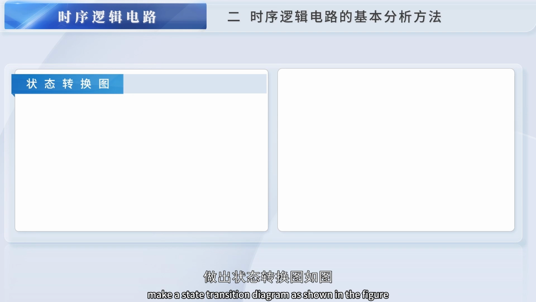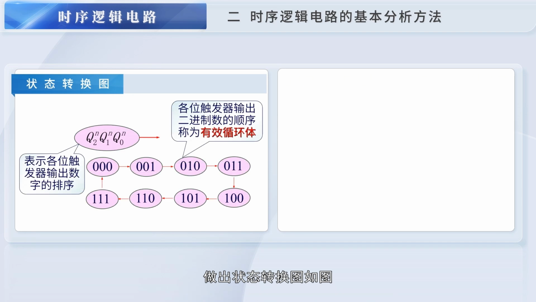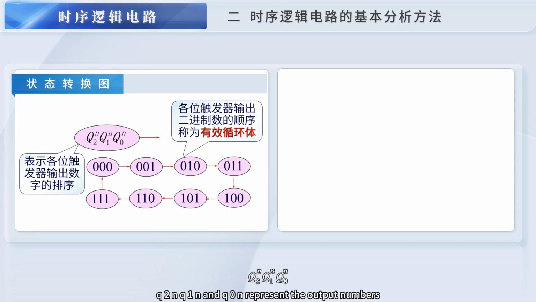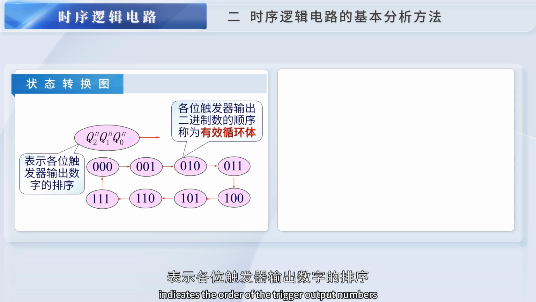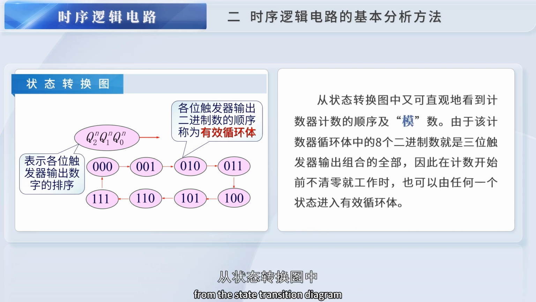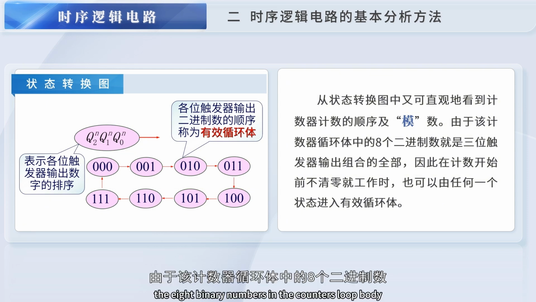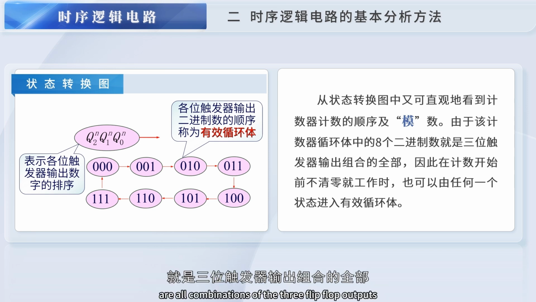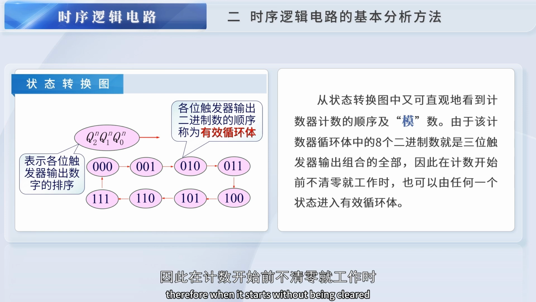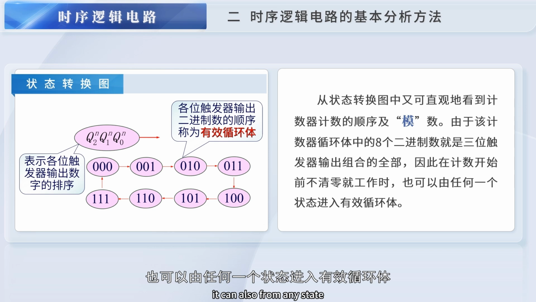Make a state transition diagram as shown in the figure. Q2n, Q1n, and Q0n represent the output numbers, indicating the order of the trigger outputs. From the state transition diagram, we can intuitively see the order and modulus of the counter's counting. Since the 8 binary numbers in the counter's loop are all combinations of the 3 flip-flop outputs, even when it starts without being cleared, it can enter the valid cycle from any state.